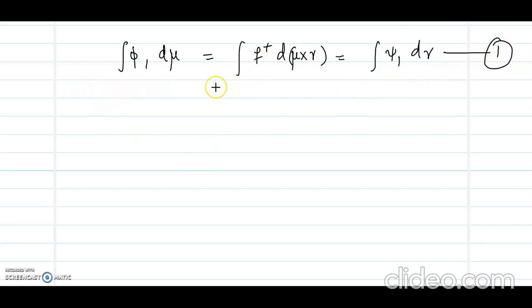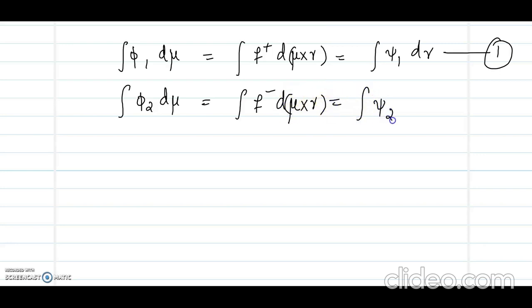And similarly the integral of f minus comes. So integral phi 2 d mu will be equal to integral f minus, again a non negative function, so integral f minus d mu cross r equals integral psi 2 dr. Call this equation 2.